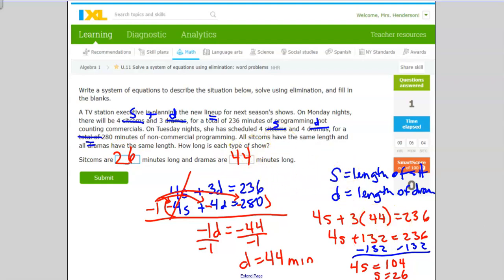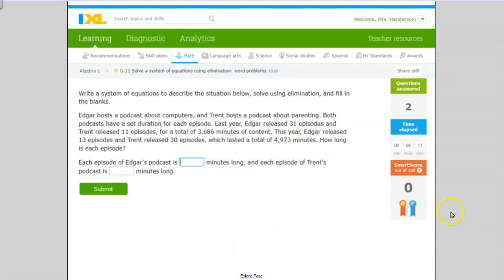And once you get through a couple of these, you might advance to some more difficult problems. Edgar hosts a podcast about computers. Trent hosts a podcast about parenting. Both podcasts have a set duration for each episode. Last year, Edgar released 31 episodes, and Trent released 11 episodes, for a total of 3,686 minutes. This year, Edgar released 13 episodes, Trent released 30 episodes, and that lasted 4,973. How long is each episode?